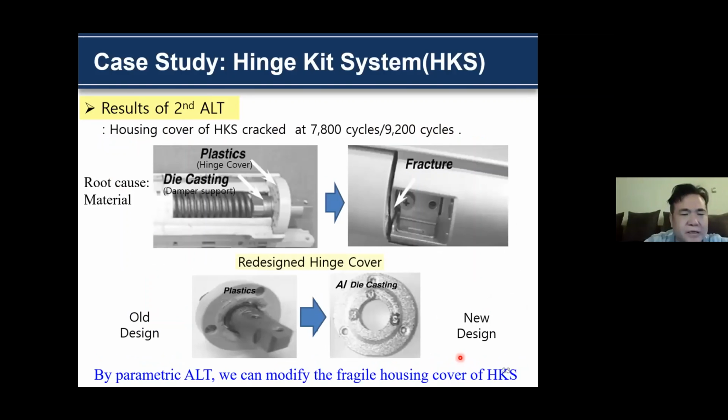I will tell you the second result of the parametric test. The housing cover of the hinge kit cracked at 7,000 cycles and 9,000 cycles, and the root cause came from the material. When operating the hinge kit system, the oil damper spotter strikes the housing cover. Finally, the housing cover flexes, and then we change the hinge cover housing material from plastic to aluminum die casting. By the parametric test, we can correct the fragile housing cover of the hinge kit system.